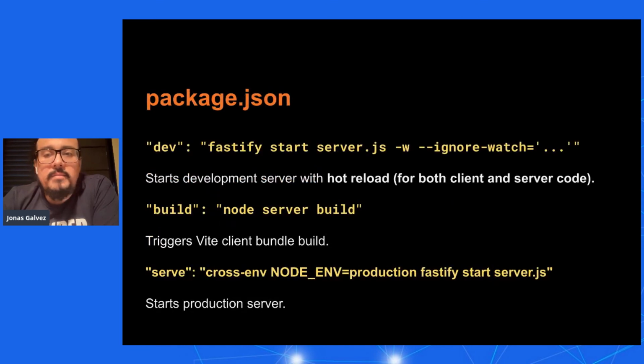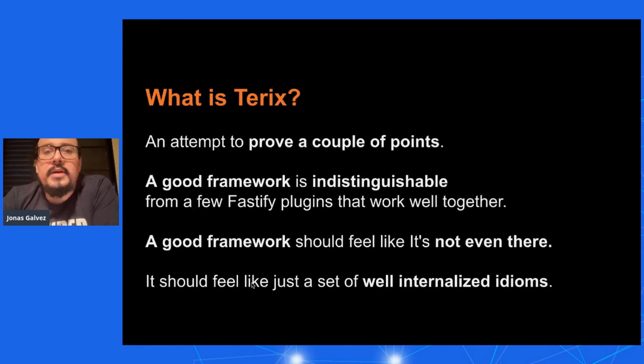And in here, we have the rundown of package.json, which covers the things that are offered by Nuxt.js and Next.js. So we have the development server, we have a way to trigger the build, we have a way to trigger a production server. So what is Terex?